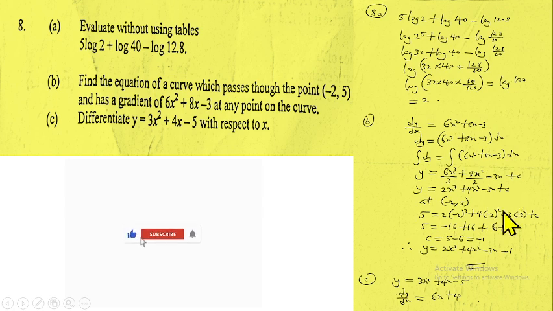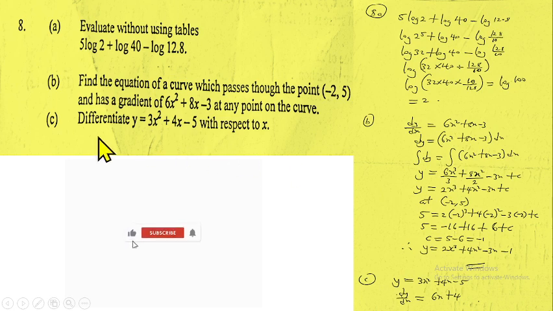If you return that back here, you have y is equal to 2x cubed plus 4x squared minus 3x minus 1. So that means technically this is the equation of the curve we are looking for, which is a cubic equation. This is the equation we are looking for that gave us this gradient at this point.